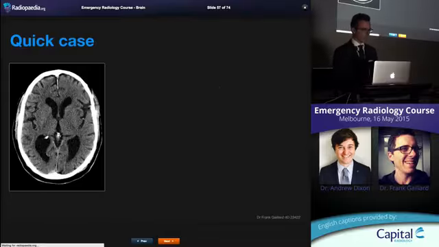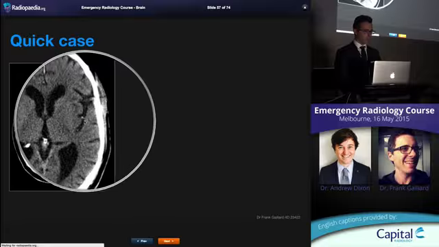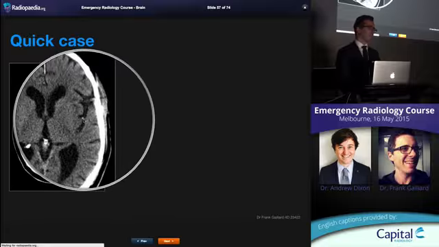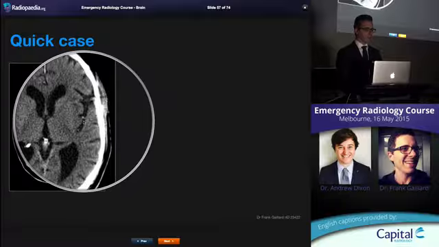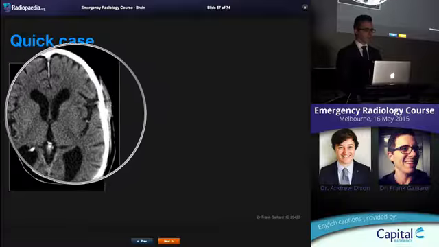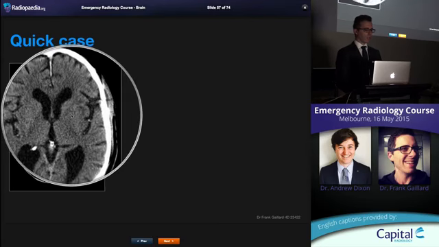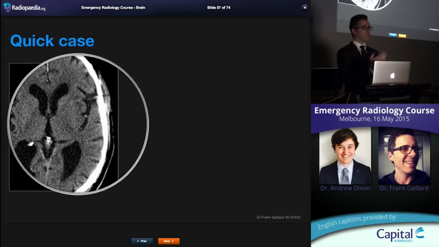So a quick case. Hyperdense MCA does not have to be just the M1 segment where you see it horizontally. It can be further up in these sylvian branches. And so this is a little cortical dot. Not convincingly seeing any loss of grey-white matter. You'd want to look further up because it'll be distal to this.